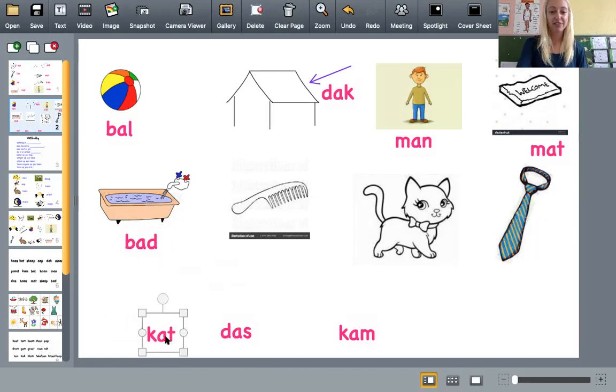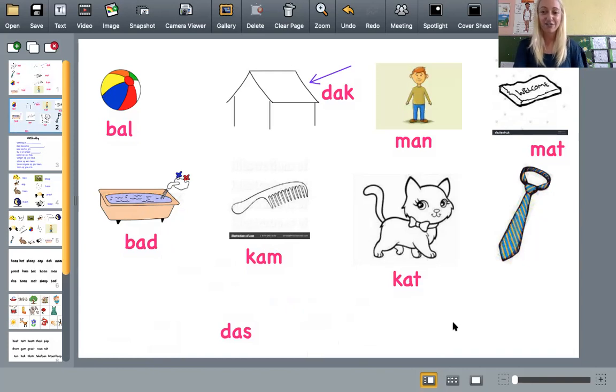The comb. These are the three words we have left to match. Which one is the comb? Kam. Good. I hope that you are actually saying them at home. Kam. And the last two, nice and easy. This one is a cat. Good. A cat, not a cut, but a cat. And the very last one is our tie. What is a tie in Afrikaans? The last one that's left is a das.